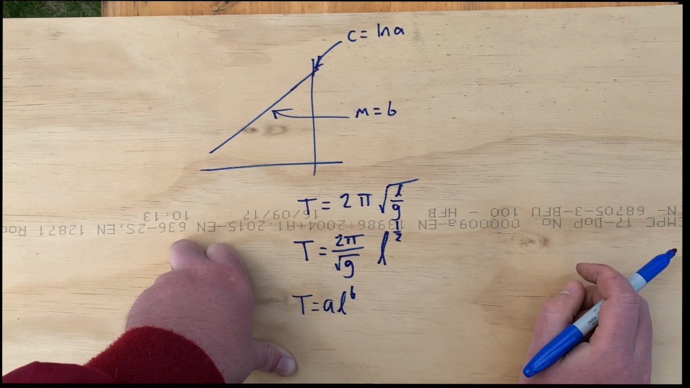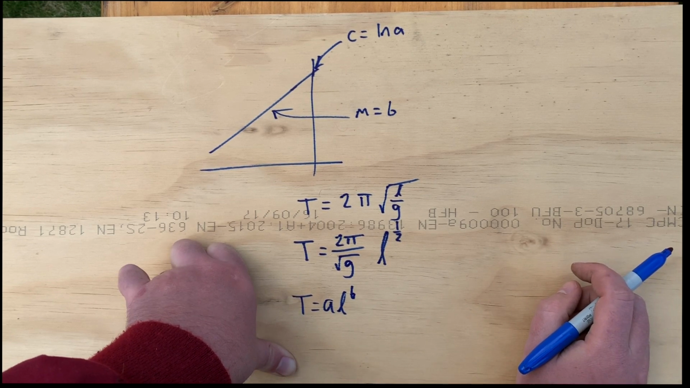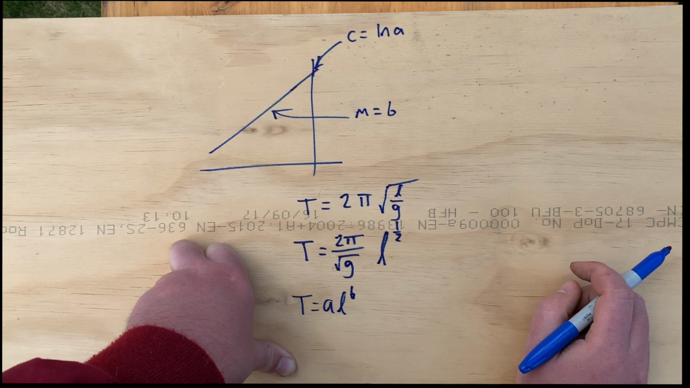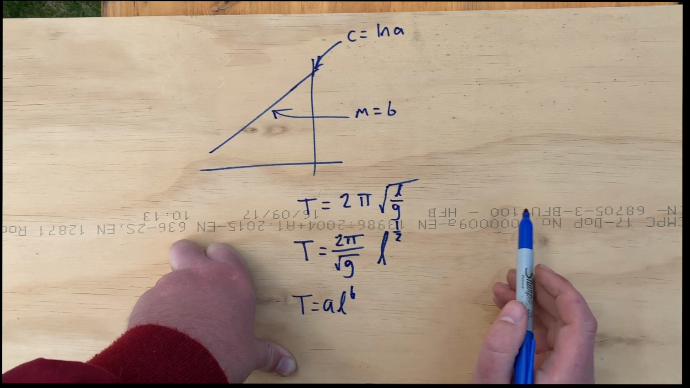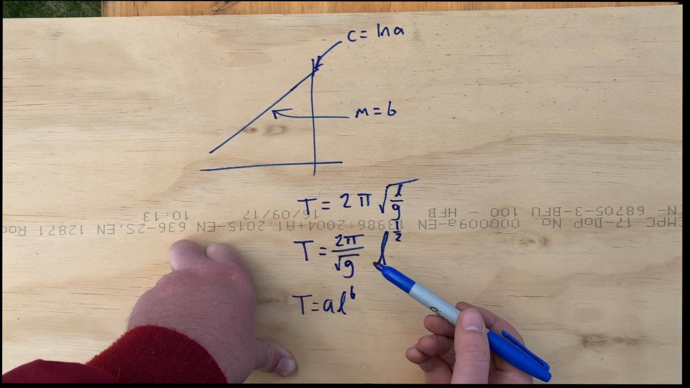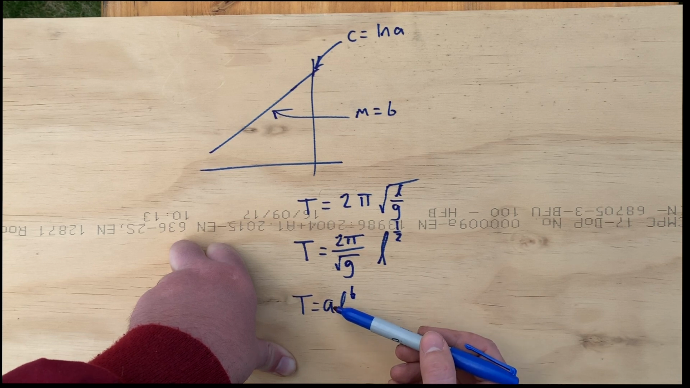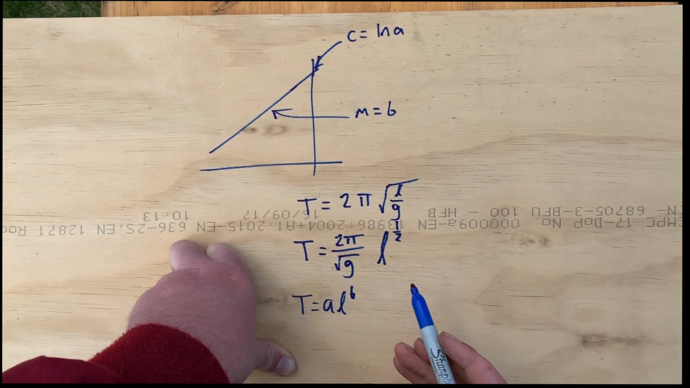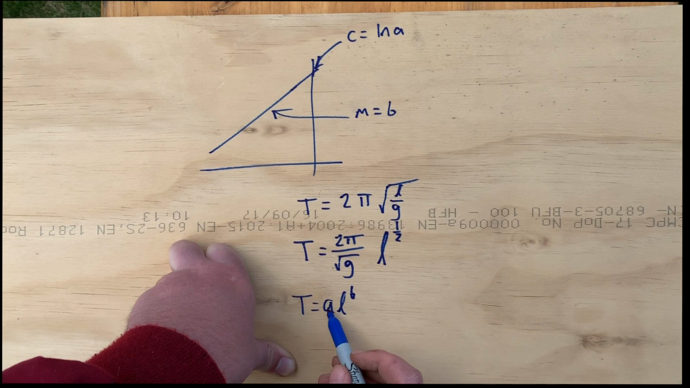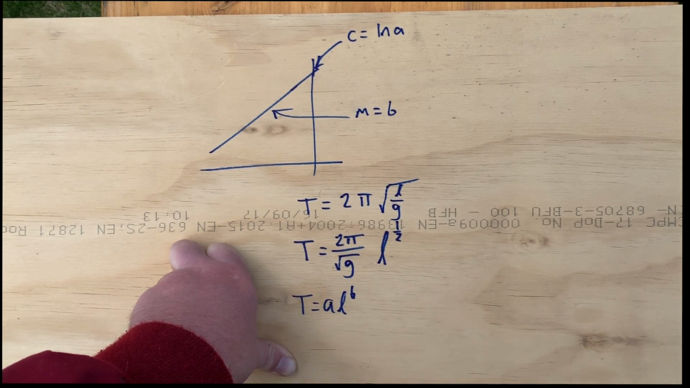So I'd like you to try and find out if it is or not, try and compare them. And so what I'd like you to turn in are the graph and your workings to find out A and find out B. We're comparing B to 1/2, we're comparing A to 2 pi over root g.